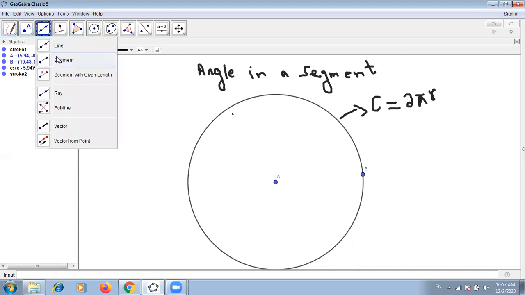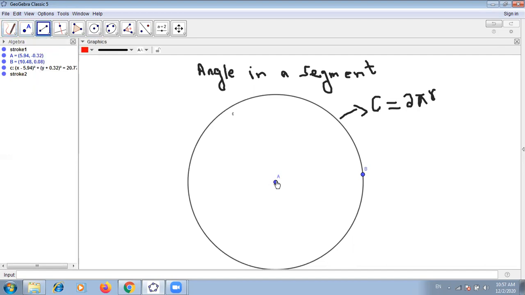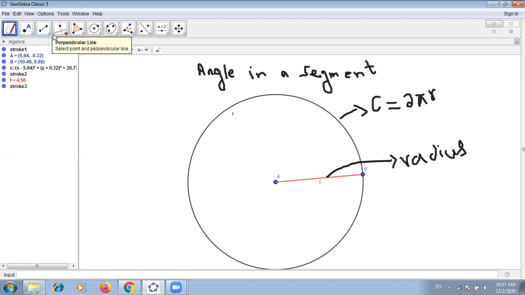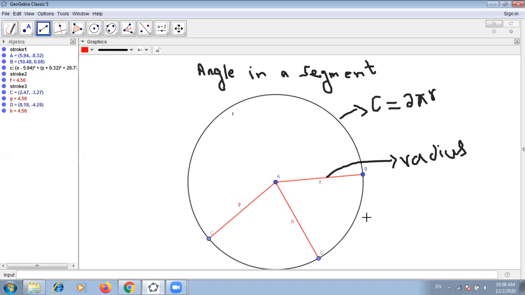The segment which joins the center with any point of the circle is called the radius. This line is called a radius. In the same way, if you draw another segment, that is also a radius. So all these are radius.